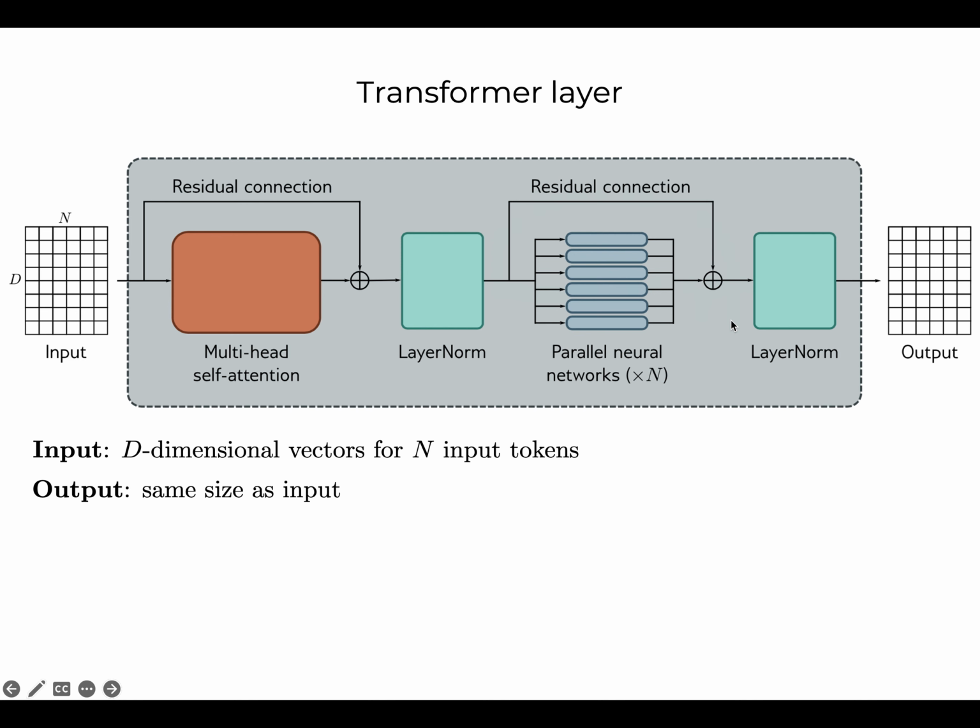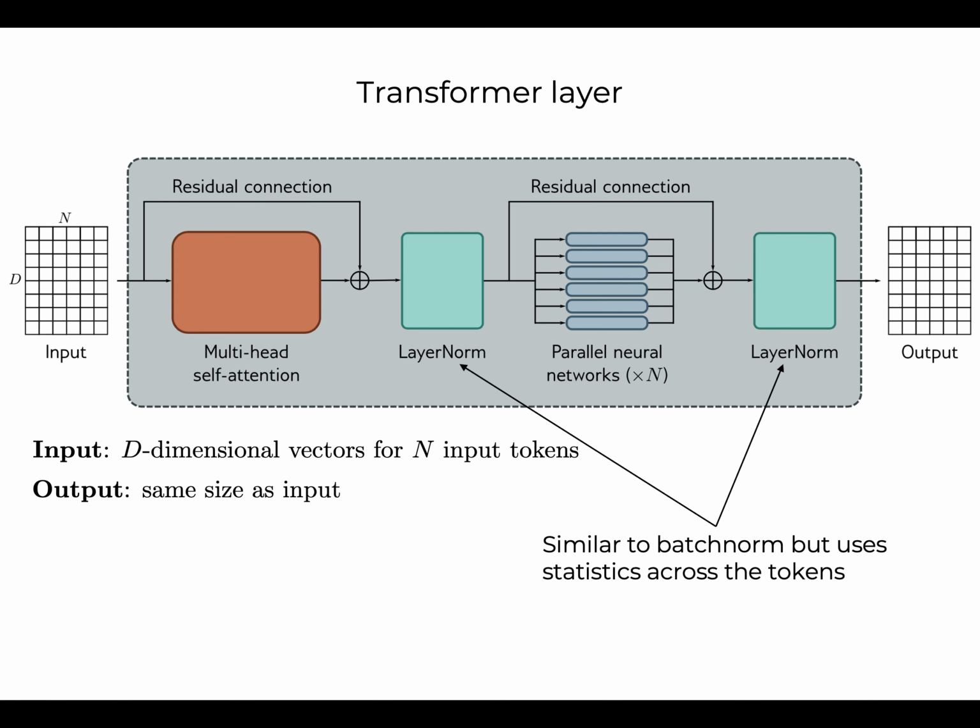And the only other ingredient that I haven't mentioned yet are these layer norm layers. This is something similar to batch norm, but in batch norm we do normalization across the batch, and that would be across the tokens, and we don't actually want to introduce additional information between the tokens. That's already taken care of by the self-attention. So layer norm instead computes statistics across the tokens, but has a similar effect to batch norm, so it helps stabilize training.